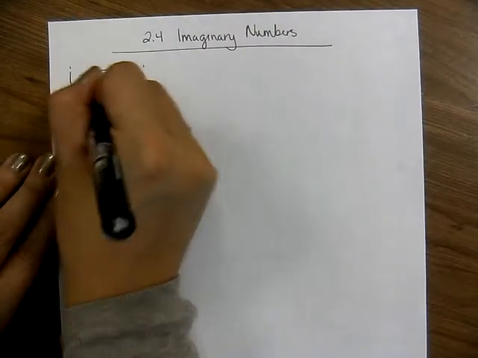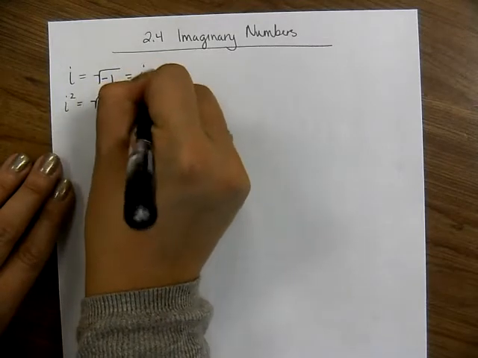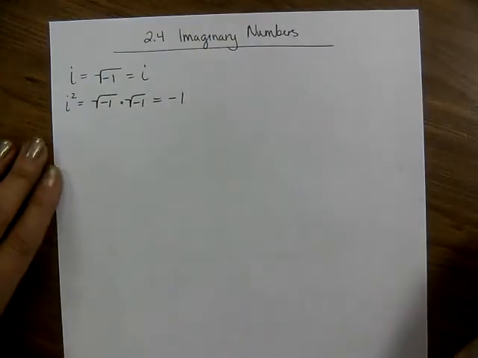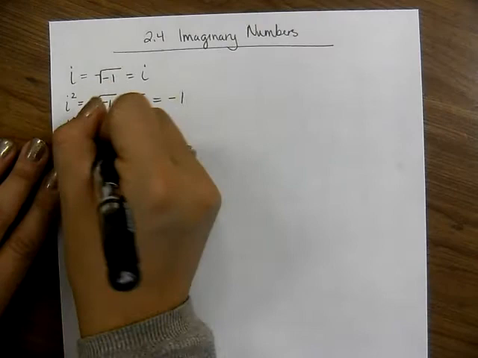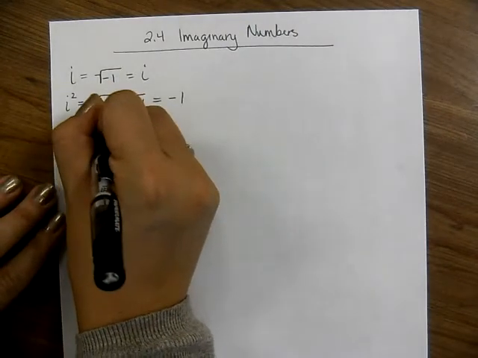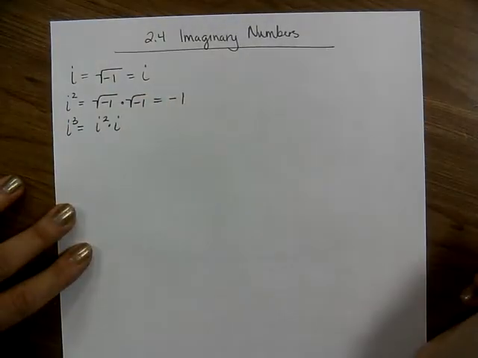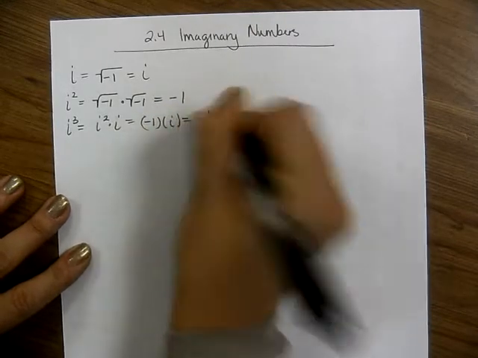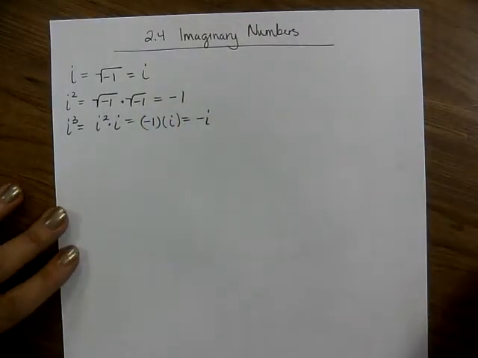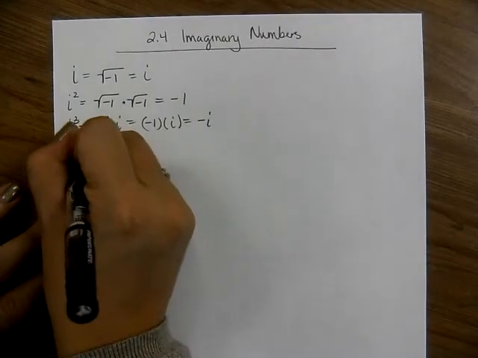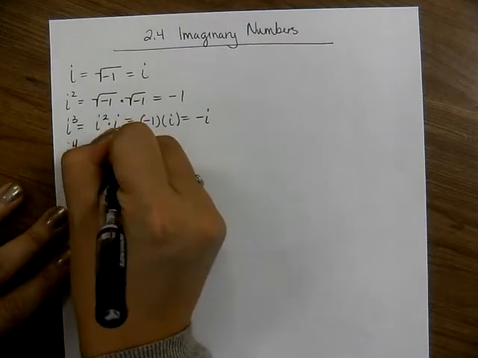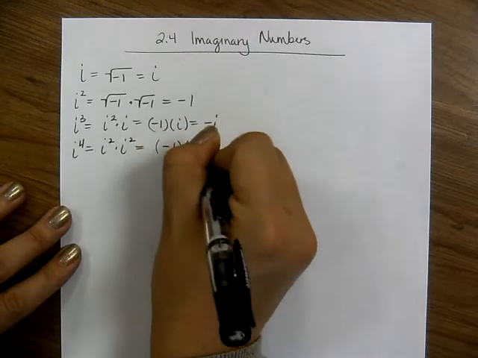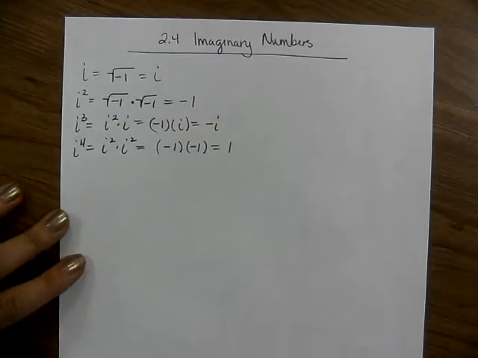That means that i squared is equal to the square root of -1 times the square root of -1, which would just give us -1. i cubed is the same if we broke this down to i squared times i, correct? We know that i squared is -1 and i is just i, so then i cubed must be -i. And then finally we have i to the 4th, which is like i squared times i squared, which wouldn't that give us -1 times -1? So therefore i to the 4th is equal to 1.